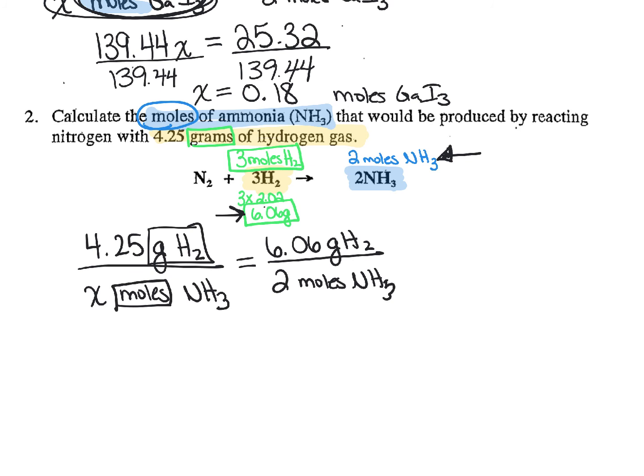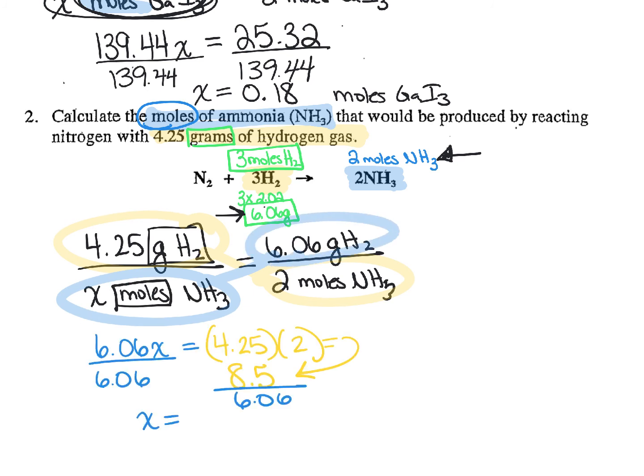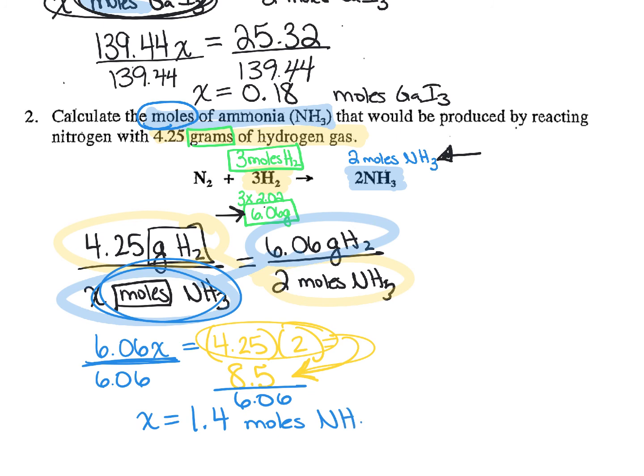Now I can cross multiply and solve for my x. So 4.25 times 2 is going to be 8.5. Then I'm going to divide each side by the 6.06 to solve for my x. So I get 1.4, and then I add what my units are from my equation. Moles of NH3 is what I just found.